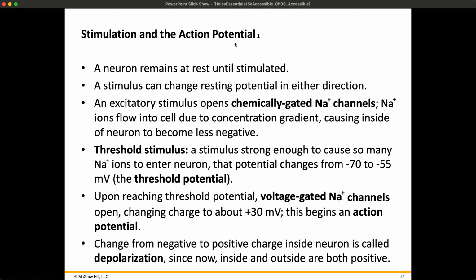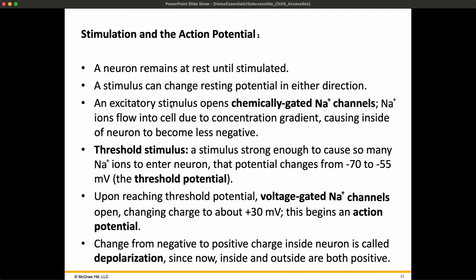So, stimulus and the action potential. We have talked about the resting membrane potential, because potential is potential energy. It's both the difference in the charge, but also how much energy can then be generated by that neural cell. So neurons remain at rest until they're stimulated. They remain at that RMP of negative 70. And the stimulus can change it in either direction. It can make it more negative or more positive.